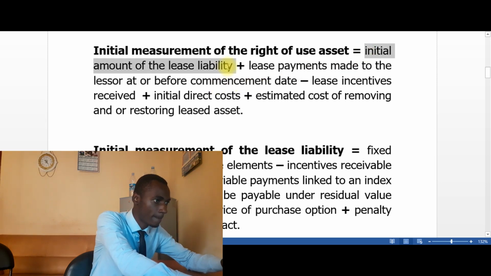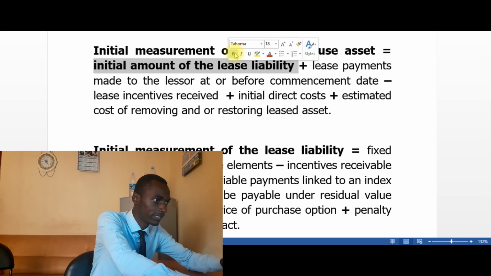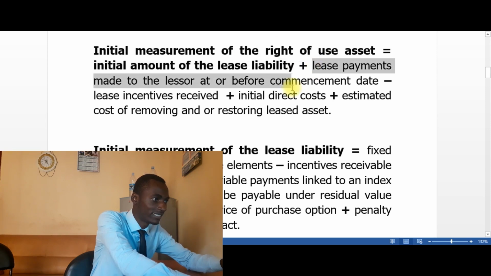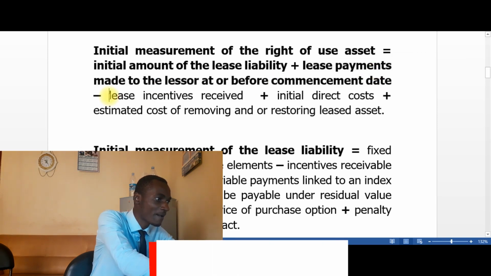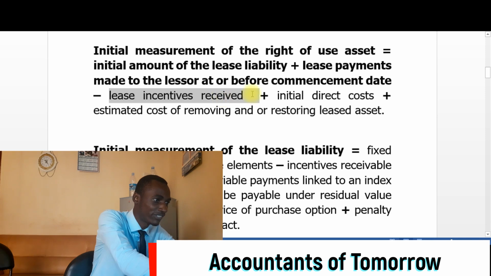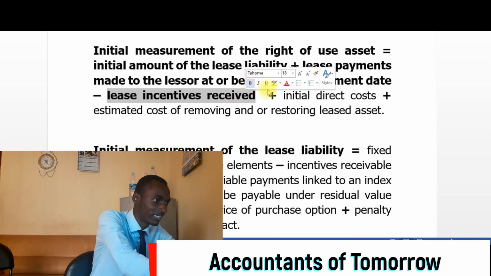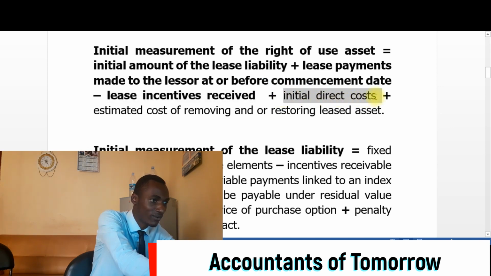So initially measure at the present value of the lease payments. Then in addition to that, you have to add the lease payments made to the lessor at or before the commencement date. So you also have to add that. However, if there are some incentives received by the lessee, now these incentives have to be deducted. Then we have to add the initial direct costs.